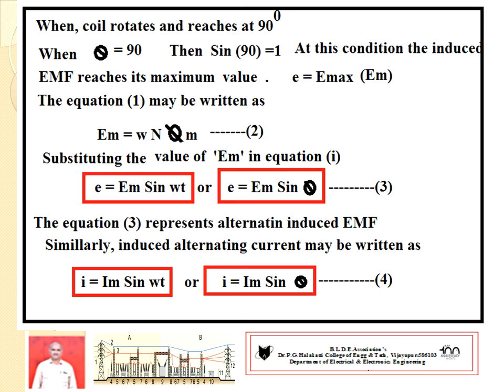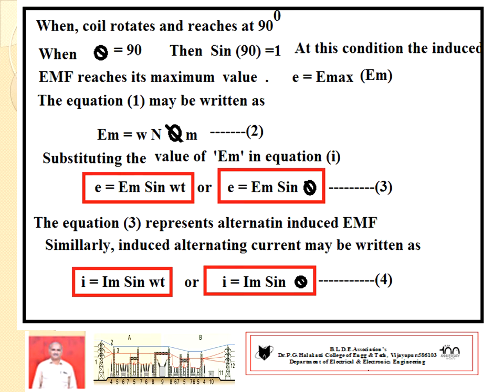Let us say the maximum value is Em or Emax. So small e becomes capital Em. Hence, the above equation 1 may be rewritten with e becoming Emax. Emax equals ω N φm, because sin 90 is 1. So Em equals ω N φm, equation 2. You give the equation number 2.